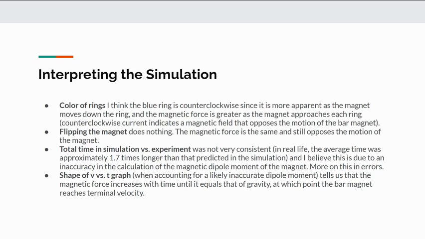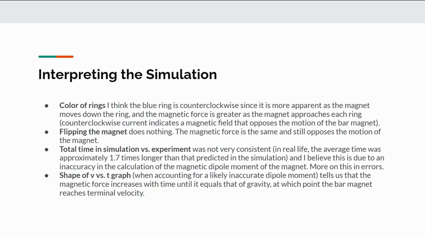And flipping the magnet does nothing. The magnet still has the same magnetic field, it just acts in opposite directions, so it still falls and generates a magnetic force from the tinfoil. And the time in the simulation was quite shorter than in real life. In the experiment, it was around 1.7 times longer, and I'll talk about this more in my errors section.